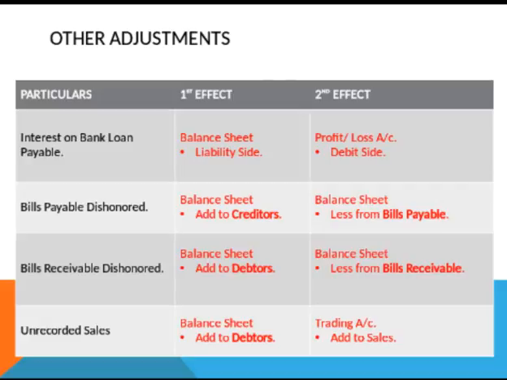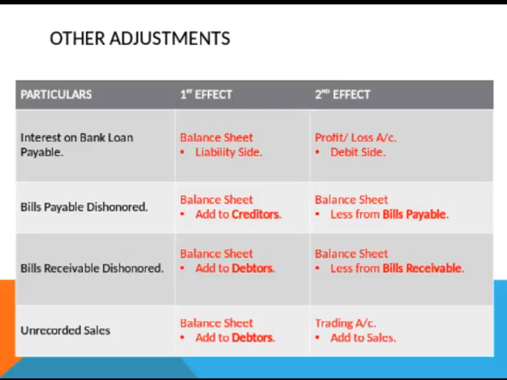Okay friends, now interest on bank loan payable. If the bank loan is payable and it is your liability, so first effect will be balance sheet liability side with the profit and loss account debit side because it is your expense also. Bills payable dishonored. Here bills which are payable are dishonored. That means your creditors increase, so add to creditors, and your bills payable will be decreased because you have not paid the bill. Now bills receivable dishonored, that is your debtors will increase, so add to debtors in balance sheet, whereas the second effect will be balance sheet less from bills receivable because the bill is now dishonored.